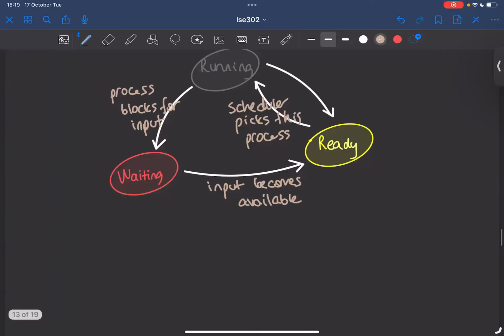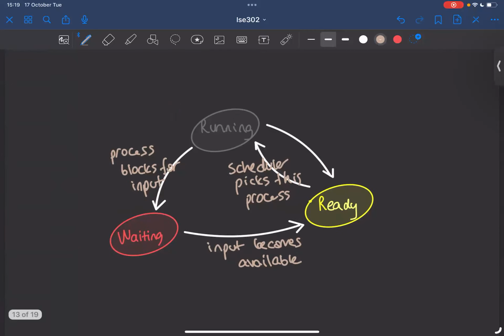And we may also go from running to ready, okay? The process transitions from running to ready, allowing the scheduler to select a new process to run while the current process moves back to the ready state and waits its turn again. So it's when the scheduler picks another process. So maybe the time quantum of the running process expires in a preemptive scheduling system, or it gets interrupted because a higher priority process is ready to run.